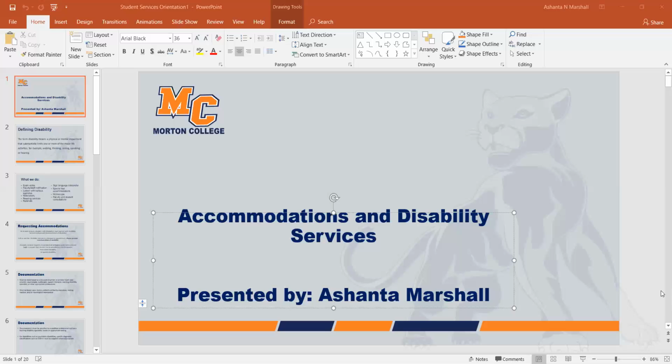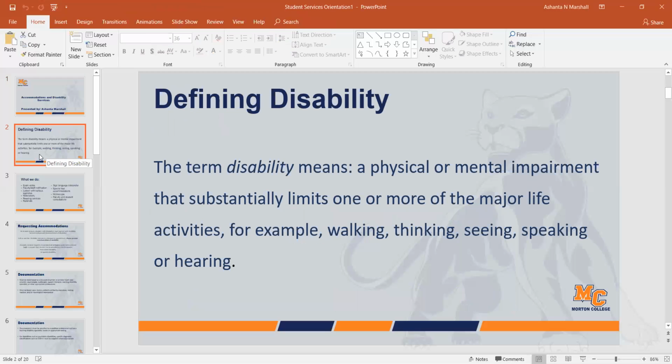So what I first want to go to is defining what a disability is. A disability means a physical or mental impairment that substantially limits one or more of your major life activities. For example, walking, talking, thinking, seeing, speaking, or hearing. Those are what we classify as disabilities.